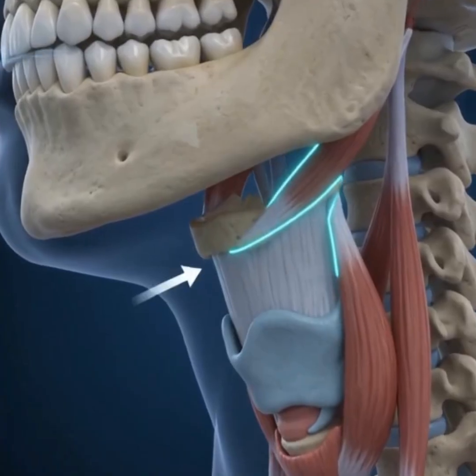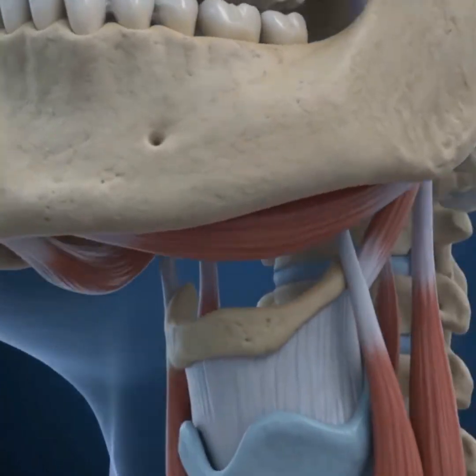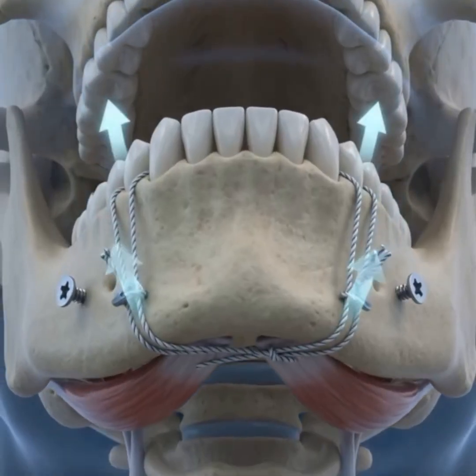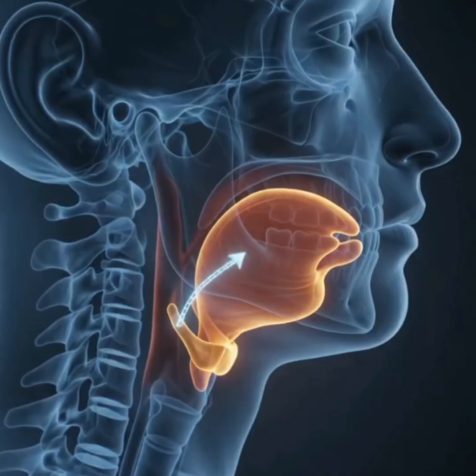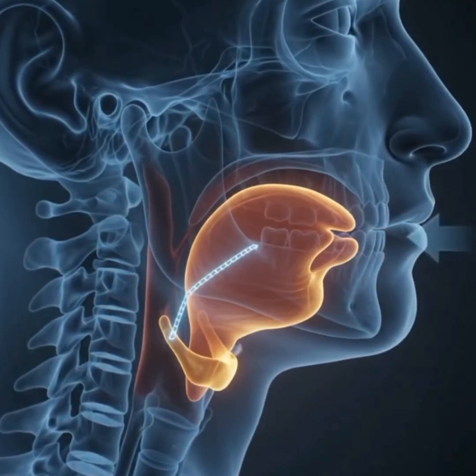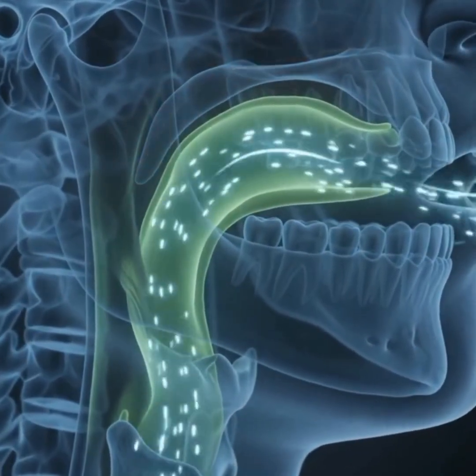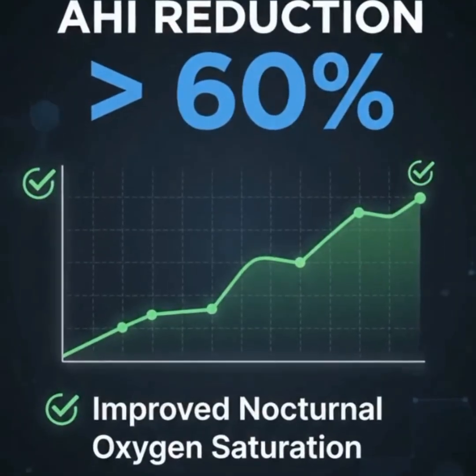Hyomandibular suspension: the hyoid is pulled anterosuperiorly and secured to bone screws on the inner surface of the mandible. Studies show hyomandibular suspension yields superior outcomes. It displaces the tongue base. Combined with palatal surgery, it can reduce the AHI by more than 60%, improving oxygen levels.